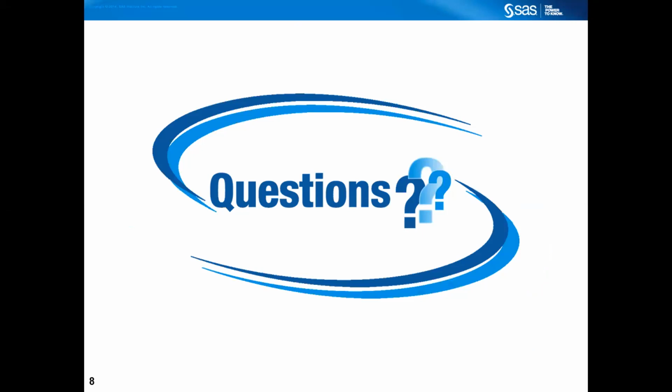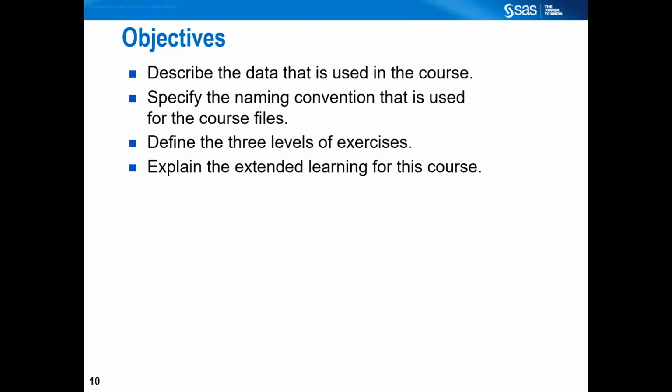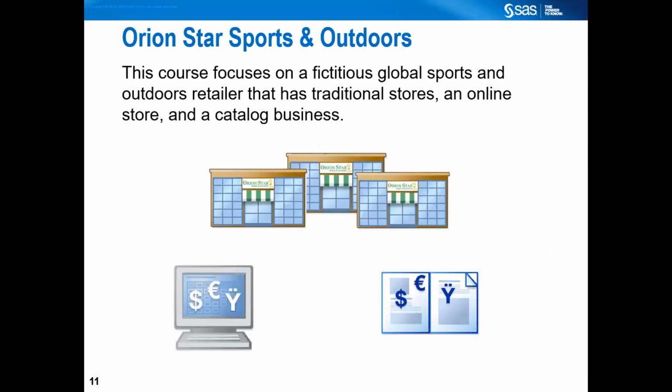All right. Moving ahead, we'll understand course logistics. For course logistics, we're just going to understand what data we are going to use for our training. The data we are going to use is the Orion Star Sports and Outdoors data. Now, this is the name of an organization. It's fictitious data, not live company data. It's been generated for us to understand some of the business scenarios of this organization.